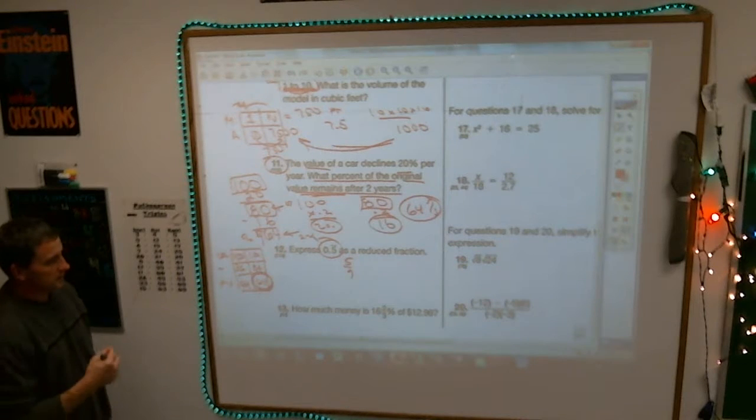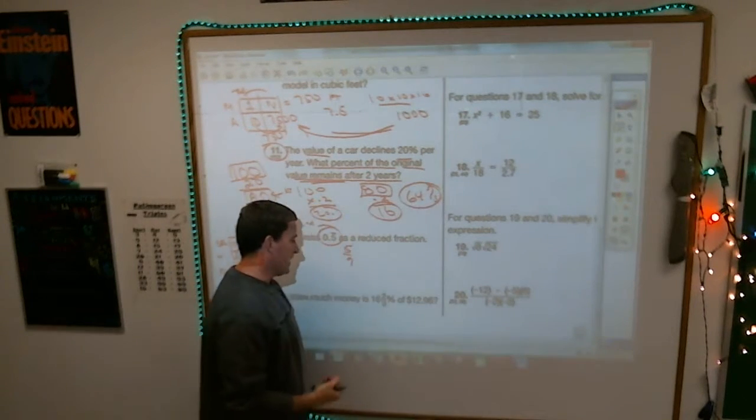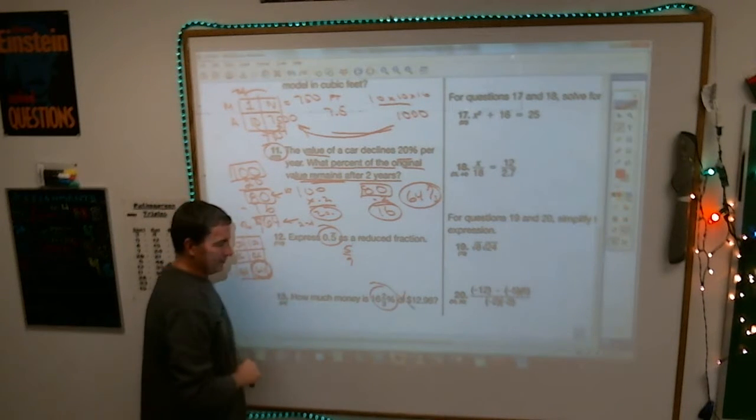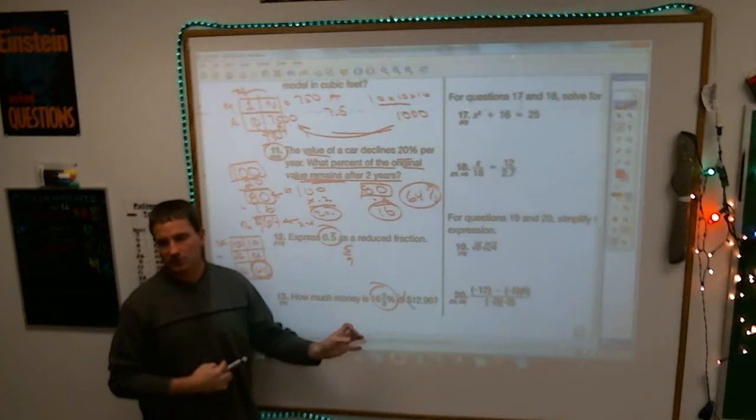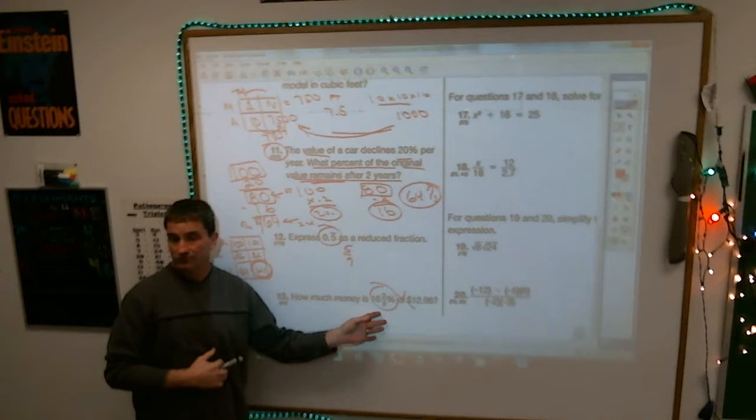Same thing for problem number 13, I'll just do that because that's really fast. You should know, the word of means times. 16 2/3 is one of those goofy fractions or percents that changes into what fraction? 1/6. No, it's not.